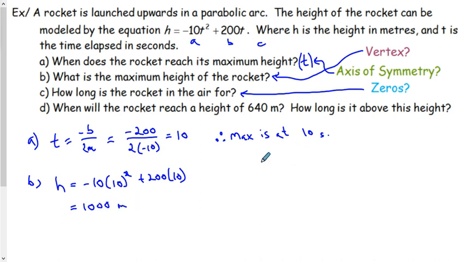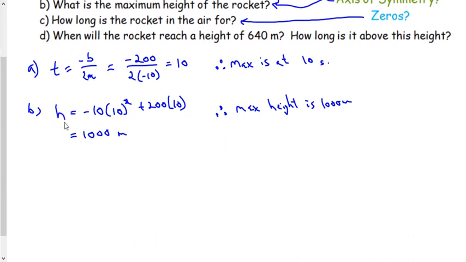meters. So therefore, we're going to say max height is 1,000 meters, also known as a kilometer. Okay, so those we were doing last unit, we're probably pretty comfortable with that. Let's change colors here and go to C. How long is the rocket in the air for?